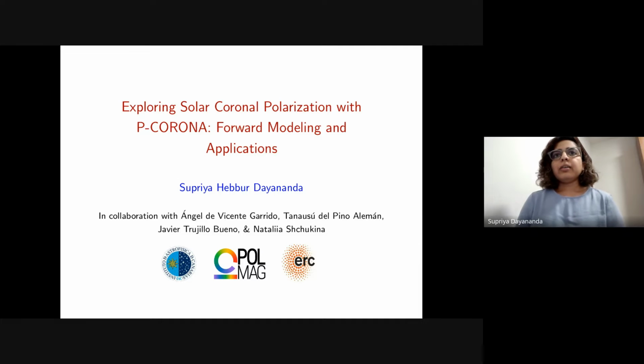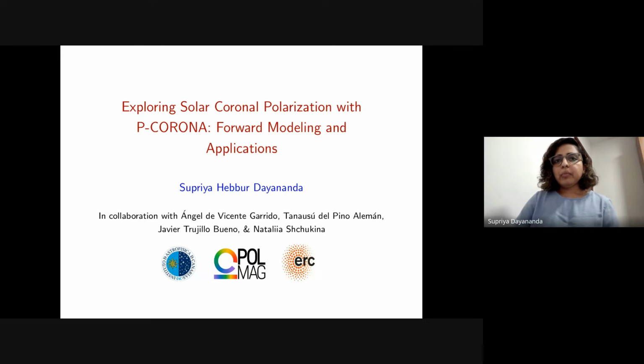I'll be talking about a new forward modeling code called Corona that we have been developing here as a part of the European Research Council Advanced Grant Project called PolMag. And this code has been developed in collaboration with all these people at the Instituto de Astrofísica de Canarias here in Tenerife, Spain.